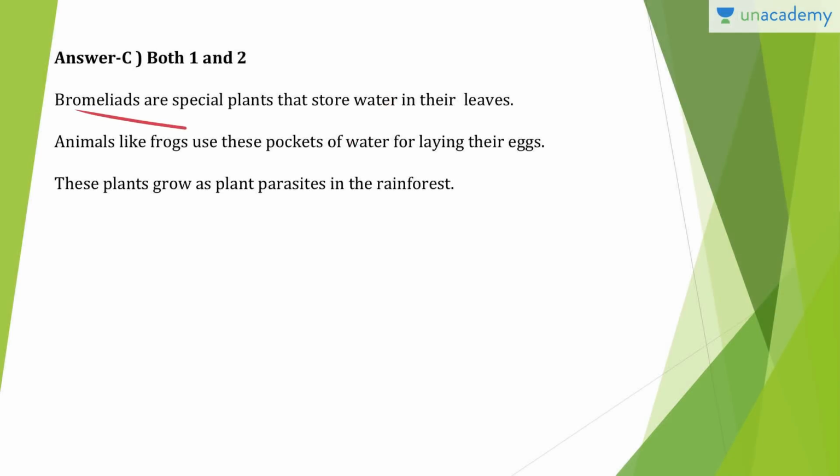Bromeliads are basically a special type of plants that store water in their leaves, and animals like frogs use these pockets of water for laying their eggs, and these plants basically grow as plant parasites in the rainforest. So answer here is C, that is both 1 and 2.